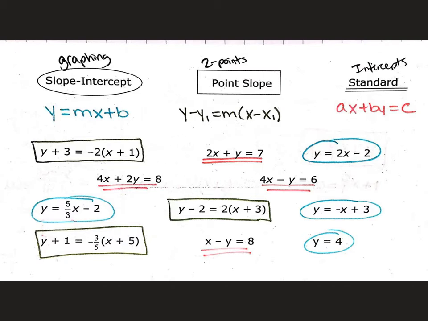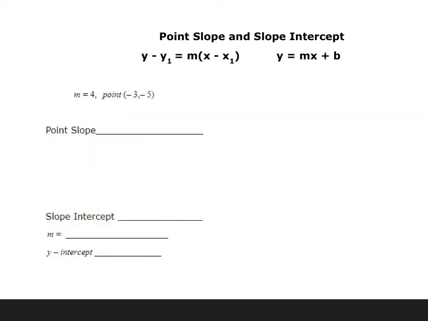And then standard form is really good when you have intercepts. And so that's going to be where you have your x and y on the same side of the equal sign, and those are what I have outlined here in pink. For this first question, we have a slope of 4 and a point of -3 and -5. Since we have the point and the slope, we're going to use the point slope formula.